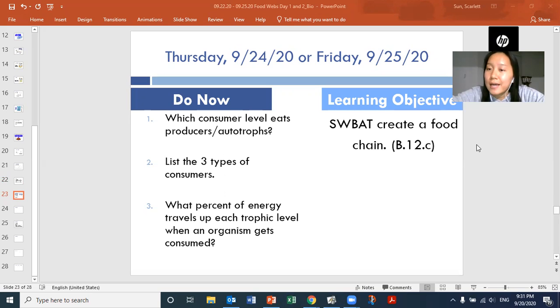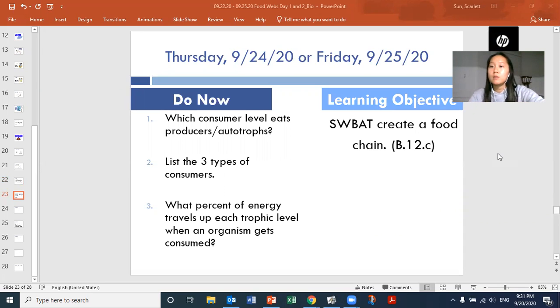The answer is 10% of the energy, right? Remember, it's called the 10% rule. Students will be able to create a food chain. We're not actually going to ask you to create one, but it's kind of good for you to know how to create one. So you should know the levels, what numbers each organism is in a level for the trophic levels in a food web, and you should be able to tell where the energy is going based on what the arrow is pointing towards.